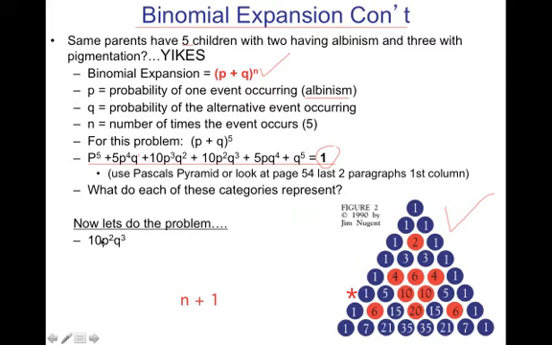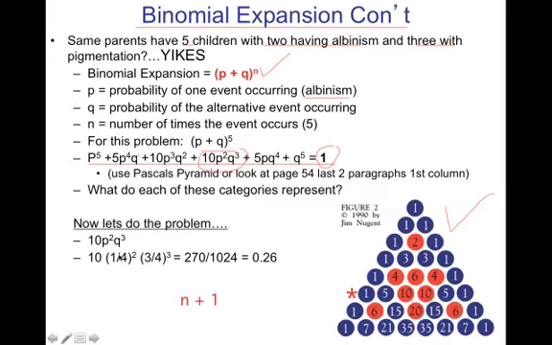In this particular problem, what we have to do is 10p squared q cubed. And that's this one right here. Again, because the question asks up here, what's the probability of having 2 children with albinism and 3 without? So p squared, q to the 3rd, and we multiply it by 10 because there are 10 possible ways to do this.